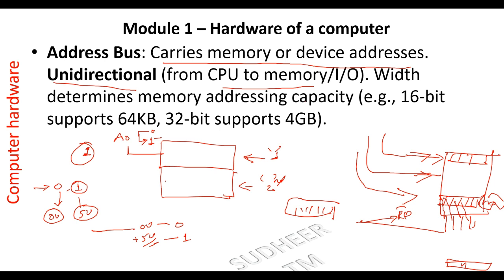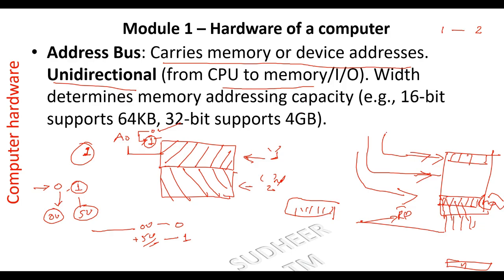So with one address line in my address bus, I will be able to handle two memory locations. If that line is at binary 0, it will select the first location in the memory chip. If that line is at logic 1, it will select the second memory location. So with one address line, we are able to manage two memory locations. So what is the relation? With one address line, I am able to manage two memory locations.